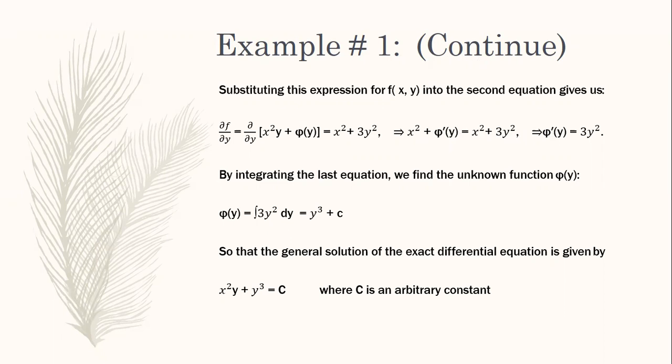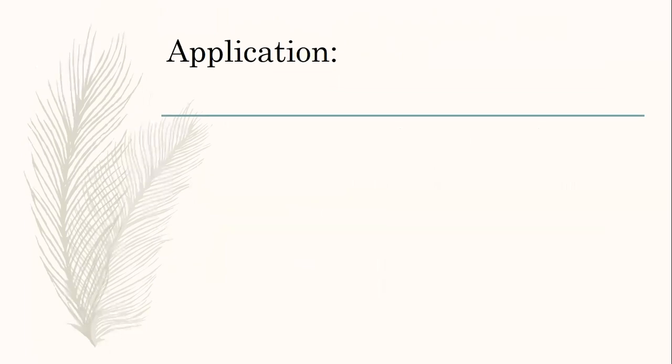Finally, we need the function phi of y, so we have to integrate this. When we integrate this, we get y cubed plus c, so that the general solution of the exact differential equation is given by x squared y plus y cubed equals c, where c is an arbitrary constant. So, moving towards the application.